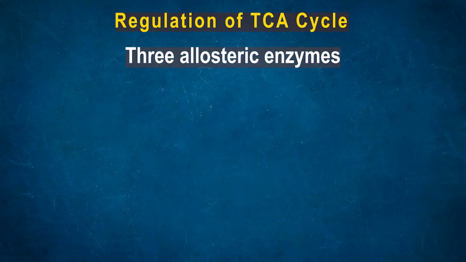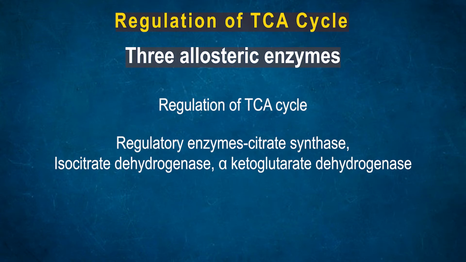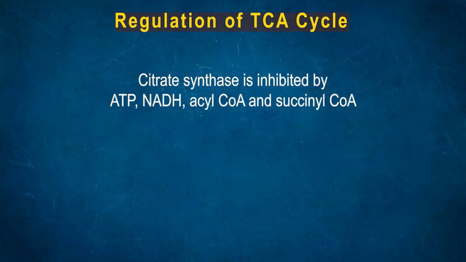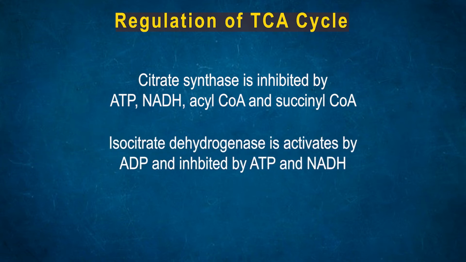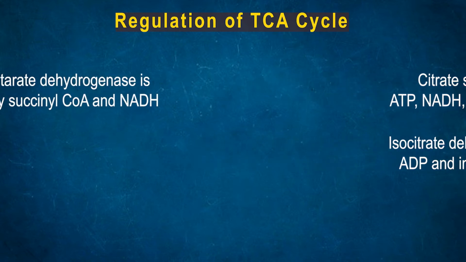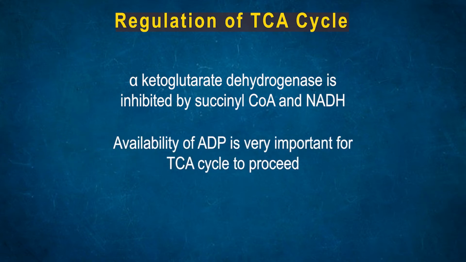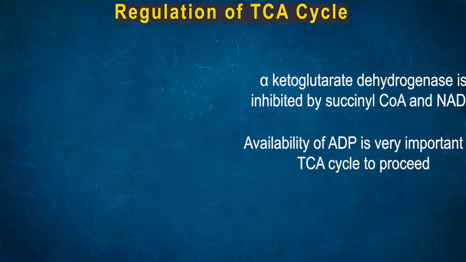There are 3 allosteric enzymes. All those enzymes are regulatory enzymes which can regulate the TCA cycle. The enzymes are citrate synthase, isocitrate dehydrogenase and alpha-ketoglutarate dehydrogenase. Citrate synthase is inhibited by ATP, NADH, acetyl-CoA and succinyl-CoA. Isocitrate dehydrogenase is activated by ADP and inhibited by ATP and NADH. Alpha-ketoglutarate dehydrogenase is inhibited by succinyl-CoA and NADH. Availability of ADP is very important for the TCA cycle to proceed.